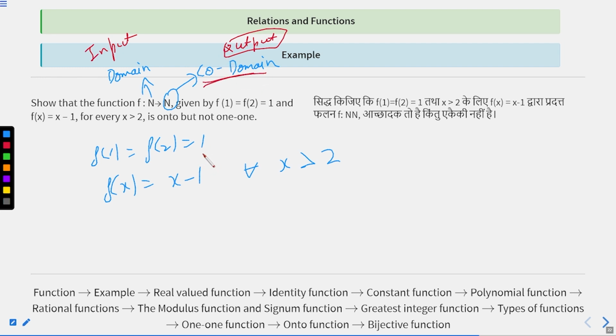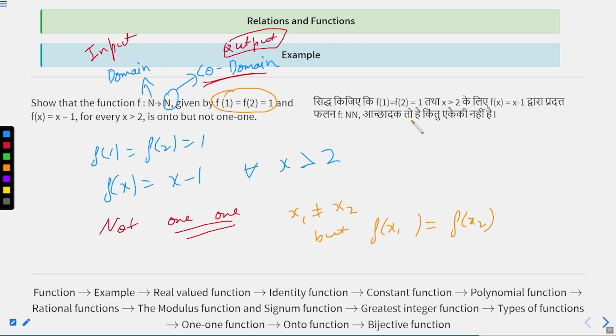Now here we need to show that it is onto but not 1-1. First of all, let's show it is not 1-1. Not 1-1 means we have x1 not equal to x2, but f(x1) equals f(x2). We can easily see here that 1 is not equal to 2, but f(1) equals f(2). So from this directly we can say that it is not 1-1.